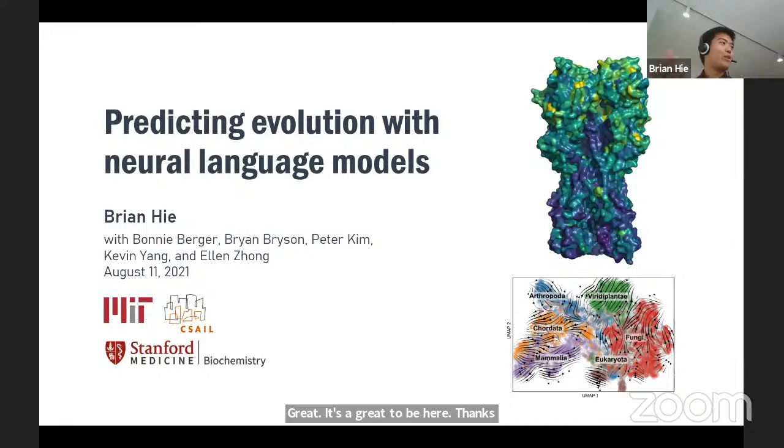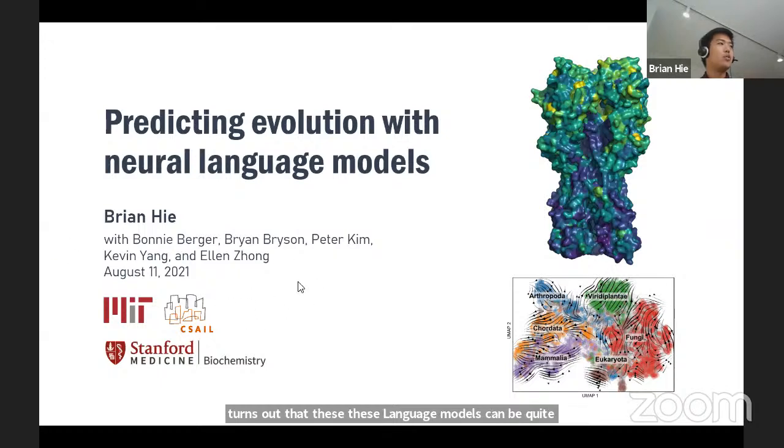Thanks, Kevin. My name is Brian He, and today I'm going to be talking about how to leverage a class of algorithms called neural language models. As the name suggests, these were originally developed in the context of natural language processing. But instead, I'll be talking about how to apply them to a completely different set of applications, in this case, predicting and modeling evolution. It turns out that these language models can be quite powerful in doing so.